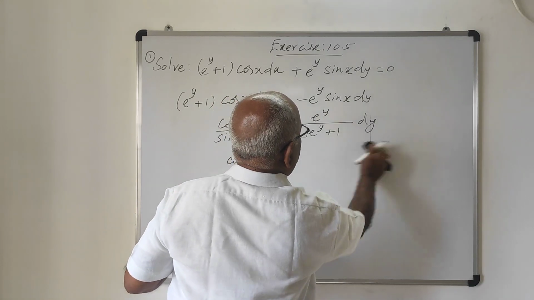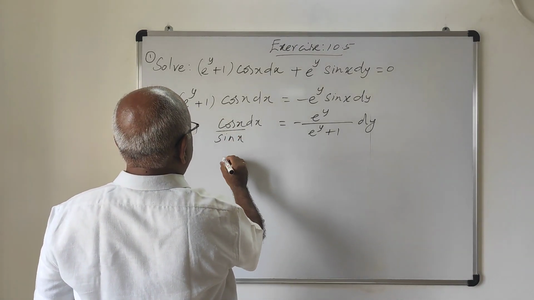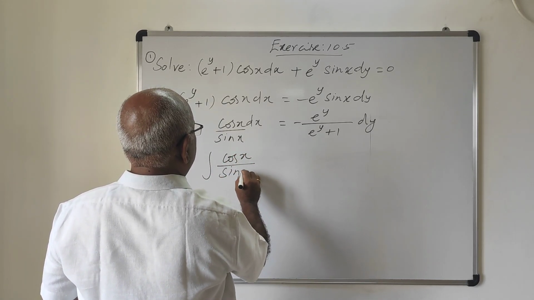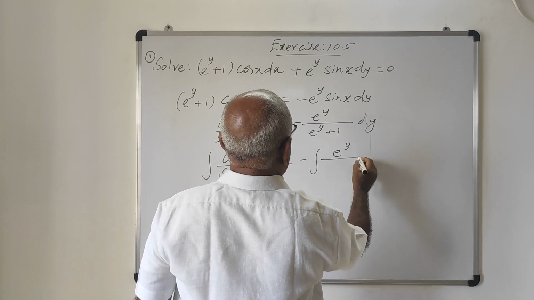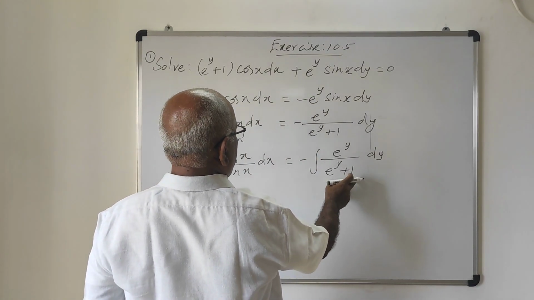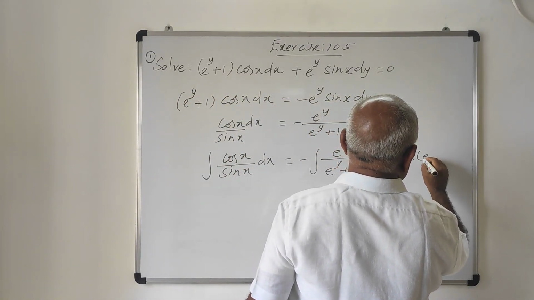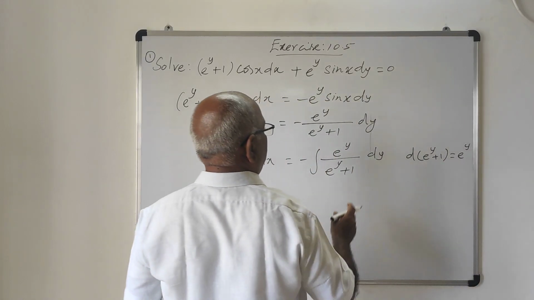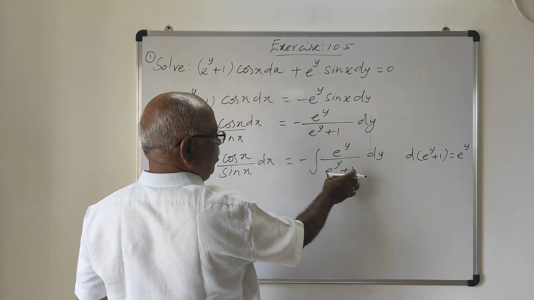So now see, this is integral cos x by sin x is cot x, or you can integrate straight away. Integral cos x by sin x dx, derivative of the denominator is the numerator. Here also minus integral e^y by (e^y + 1) dy. Derivative of e^y + 1 is e^y dy. Derivative of e^y is e^y, and derivative of 1 is 0, therefore the differentiation of the denominator is the numerator.